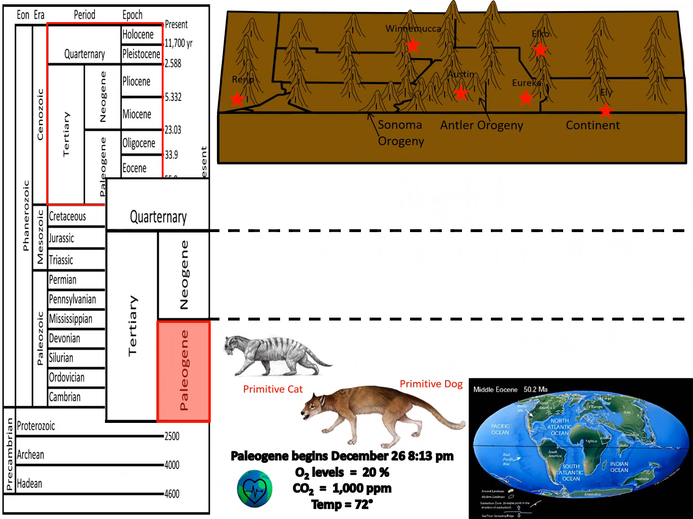December 26th, 8:13 p.m., and we are here at the beginning of the Paleogene. Much of the Earth consisted of large tropical rainforests. The Paleogene period is the age of the mammals. This period is marked by the evolution of small, simple forms of mammals to large and diverse groups of mammals. During this time, mammal radiation was at its peak. Mammals, including primitive cats, dogs, primates, ungulates, or hoofed mammals, all began to radiate.